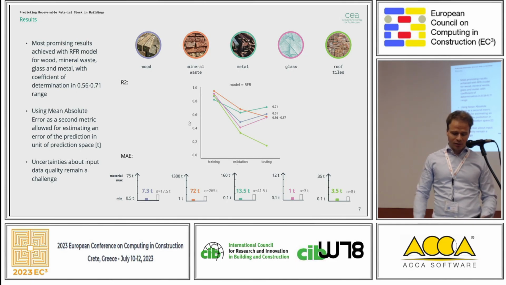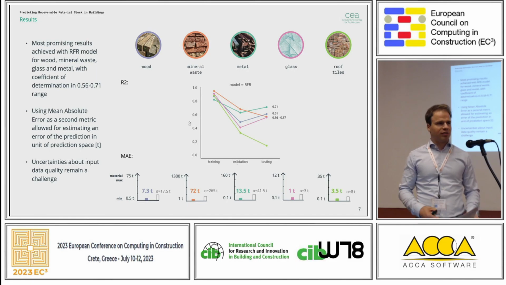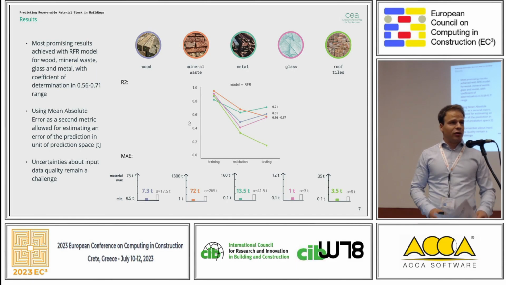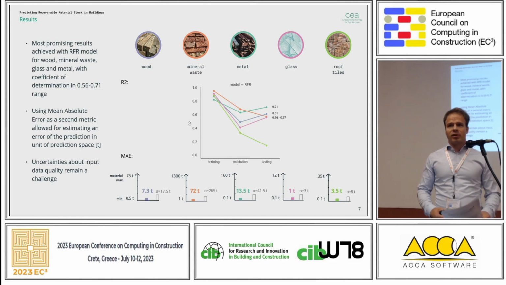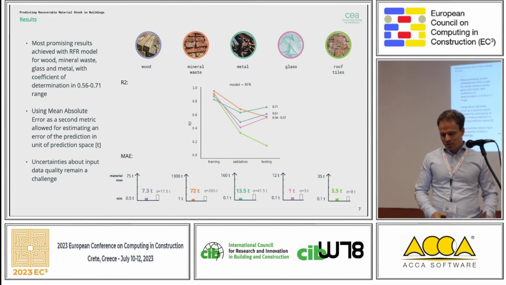And we used two metrics for assessing the results. The coefficient of determination, R squared, demonstrated for most cases the ability to explain approximately 60 to 70% of the variability in the target values. The exception was the roof tiles. None of the models was really able to estimate the roof tiles well. I'll discuss in a moment why this could be the case.